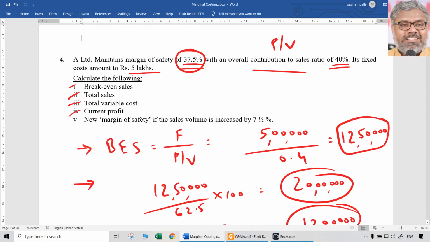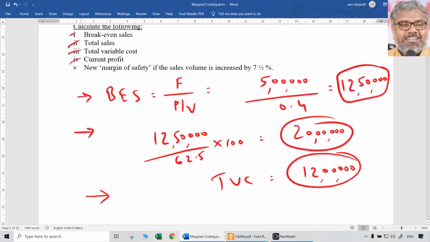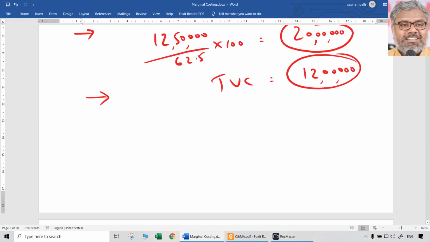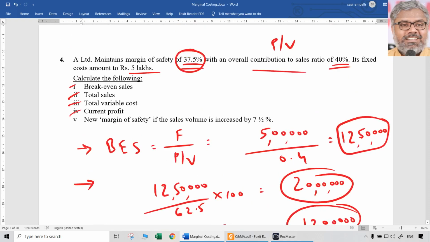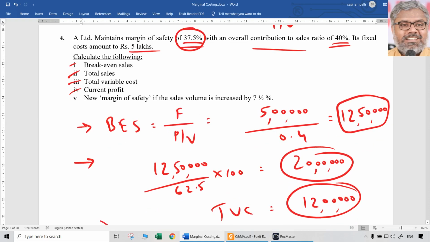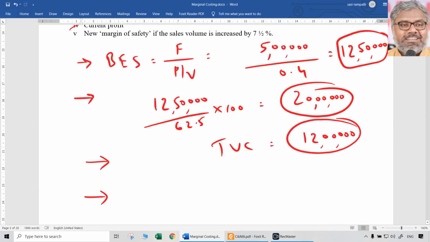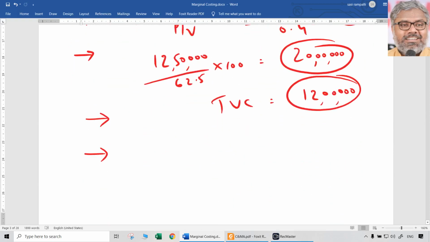Then current profit. Profit can be calculated straight away. First of all, how much is the total contribution? Contribution is how much? Sales multiplied with PV ratio is contribution. That is why you should be very thorough with the formula. Every formula should be 100% remembered and applied naturally. Sales 20 lakhs, PV ratio is 40%. Sales into PV ratio is what is contribution. In other words, just for reminding you, contribution by sales is PV ratio.